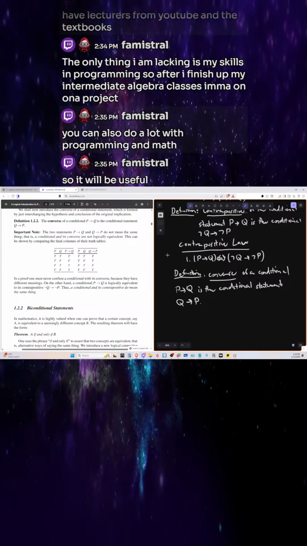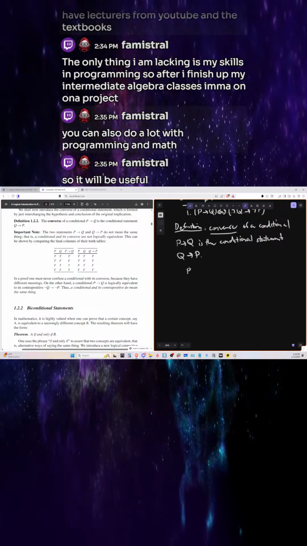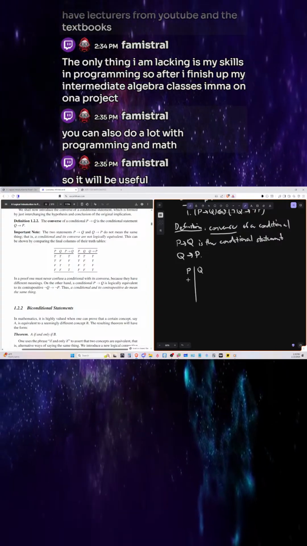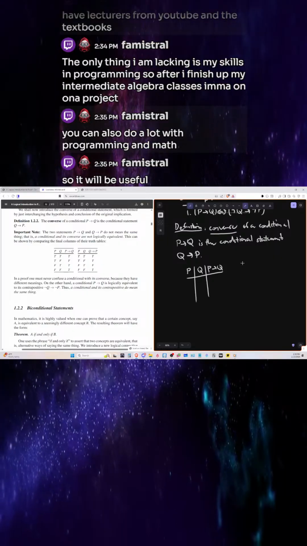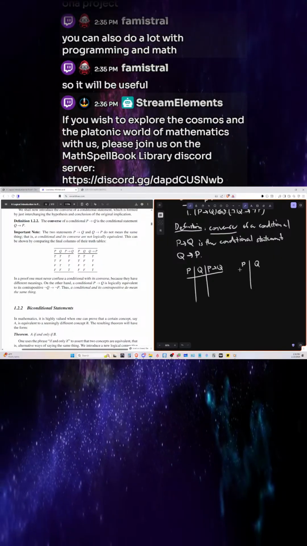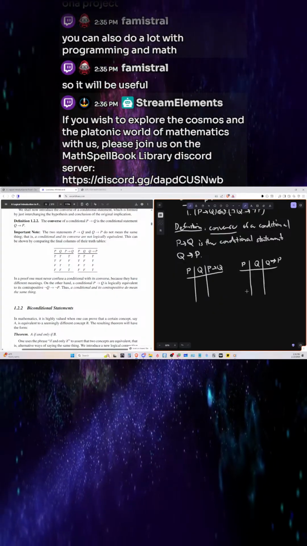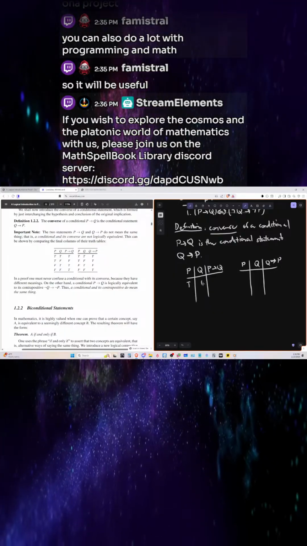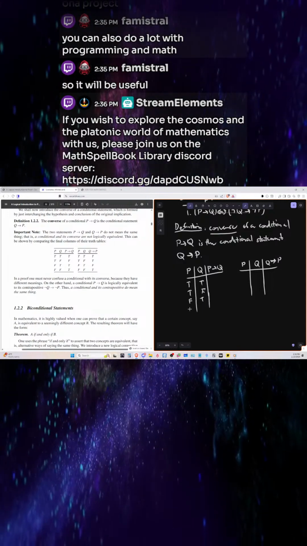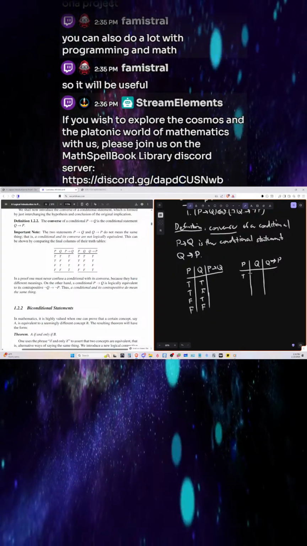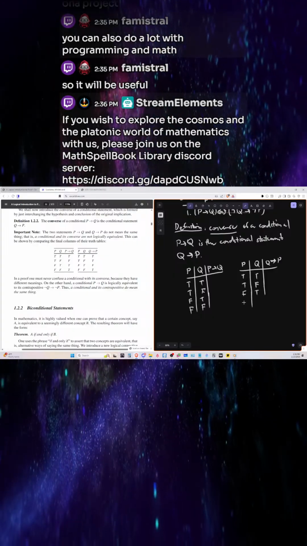So maybe we should write these tables, just so that we don't get confused, because I think I probably would fall into that trap. P implies Q, and P, Q, and then Q implies P. Okay, so we have true and true, then false and false. We'll do it the same way on this side.